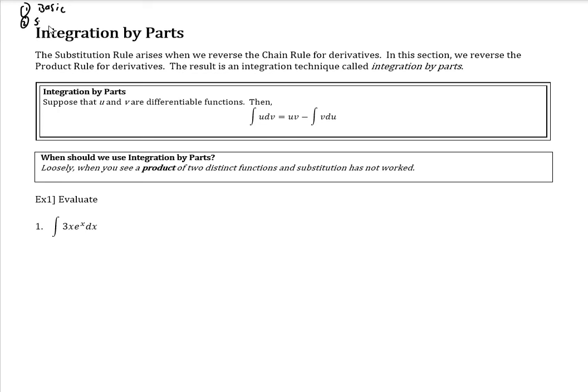Two, then try substitution. And then three, try integration by parts. So if a basic method doesn't work, then use substitution. If substitution doesn't work, then use integration by parts.